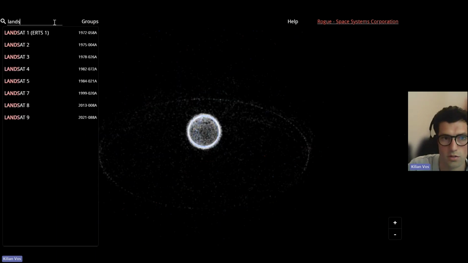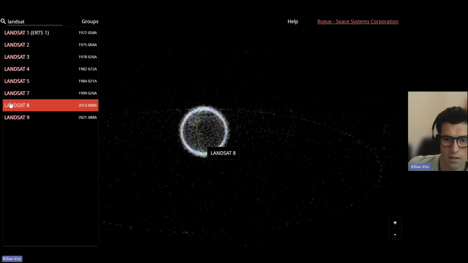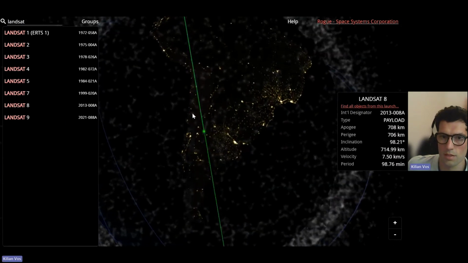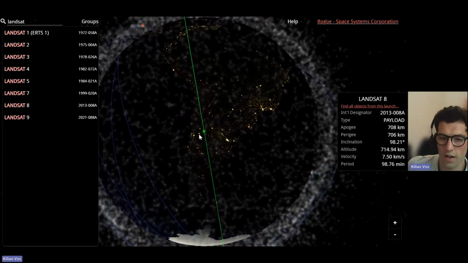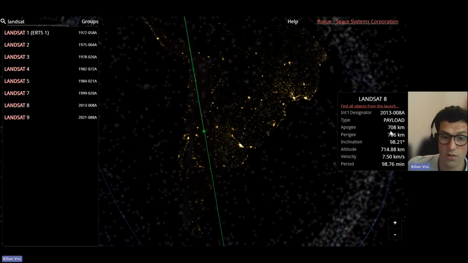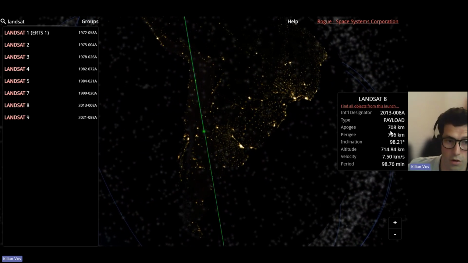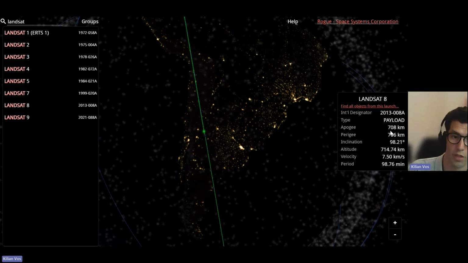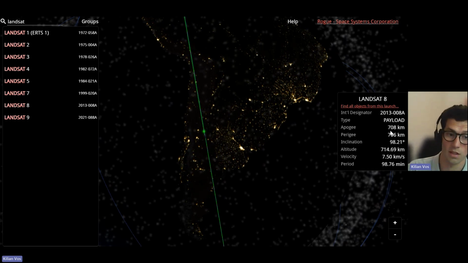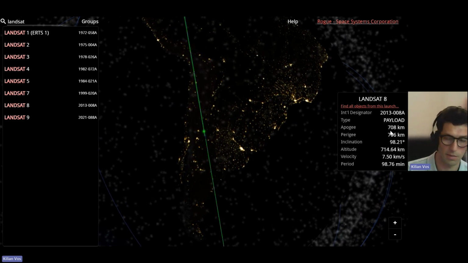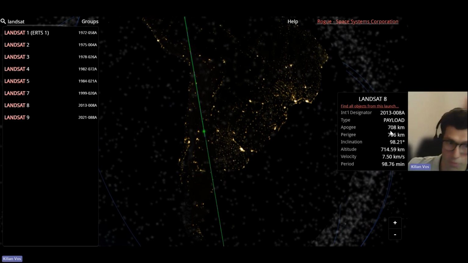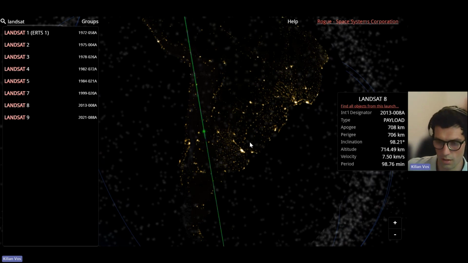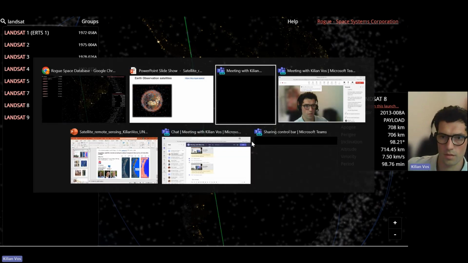I'll take an example, Landsat 8. It's now between Antarctica and Australia, and it's 700 kilometers from the Earth. And it's revisiting the same point on Earth every 16 days and taking an image at 30 meters per pixel, a multispectral image. So it provides repeated measurements of any point on Earth.